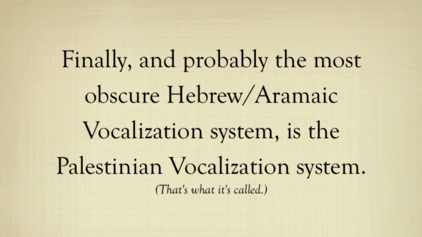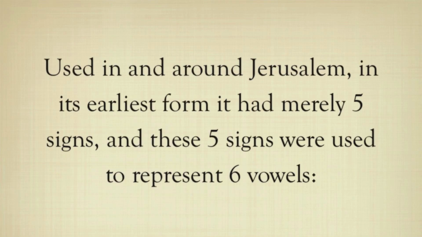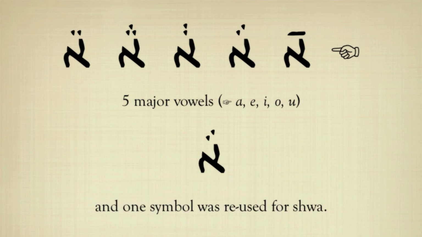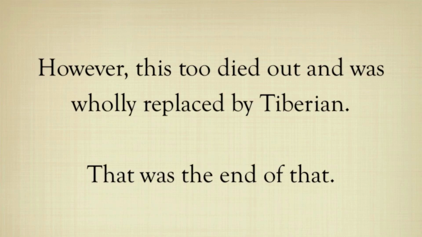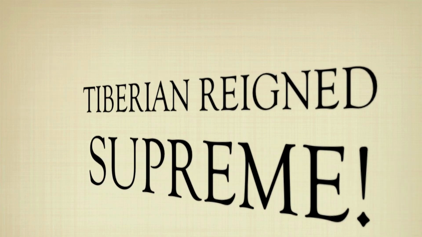Finally, and probably the most obscure Hebrew-Aramaic vocalization system there is the Palestinian vocalization system. Used in and around Jerusalem, in its earliest form it had merely 5 signs, and these 5 signs were used to represent 6 vowels. 5 major vowels, and 1 symbol was reused for schwa. However, this too died out and was wholly replaced by Tiberian, and that was the end of that. Tiberian reigned supreme.